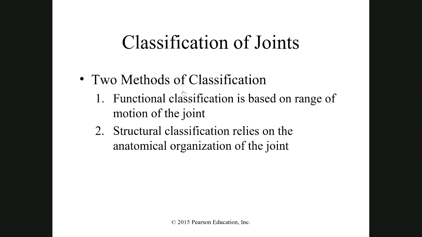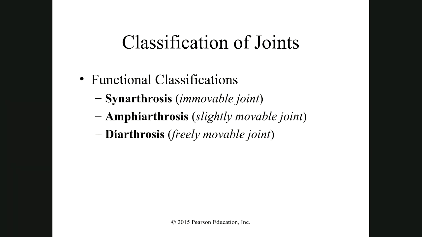So here are the classifications of joints. You can either name them based on what they do, called functional classification, or what they look like, called structural. Functionally, we can say that they're either synarthrosis, amphiarthrosis, or diarthrosis. Synarthrosis would be immovable, like the sutures in your skull, where the two parietal bones join together. That's called synarthrosis. And the pubic symphysis, for example, is slightly movable, so we call that amphiarthrosis.